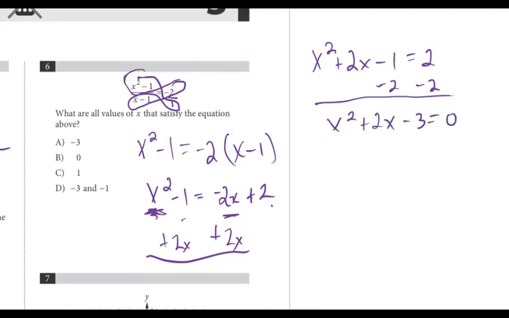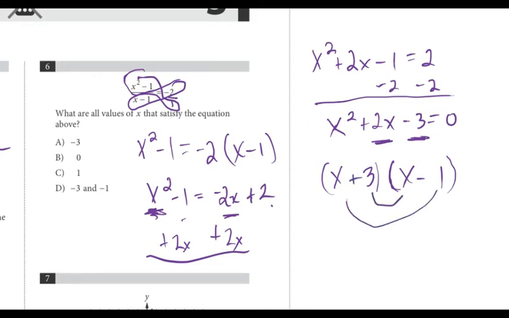Okay, so we need two numbers. We're going to factor the trinomial. We need two numbers that multiply to negative 3 and add to positive 2. That'd be positive 3 and negative 1. Just checking, that would be 3x minus x. That's 2x. Good. And that equals 0.